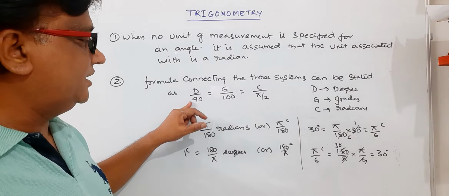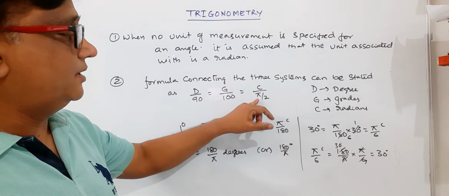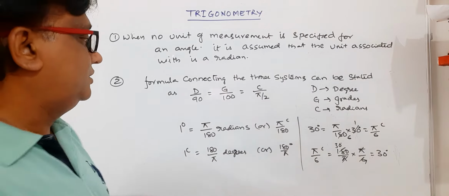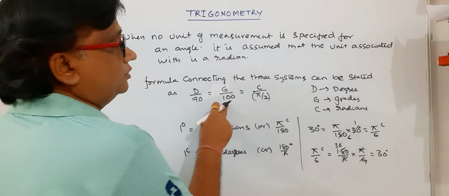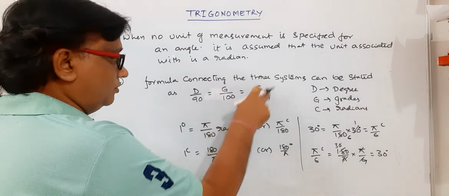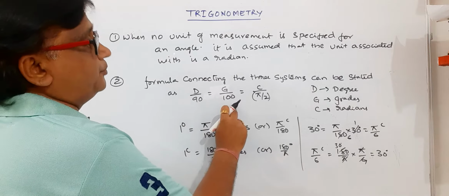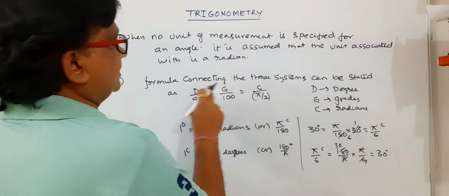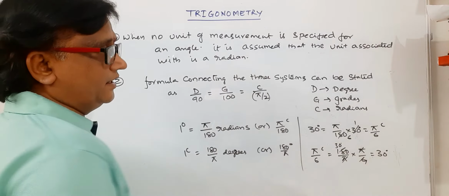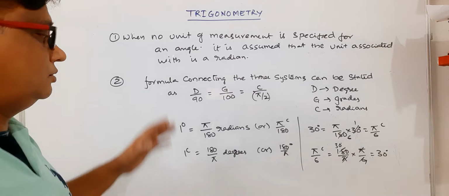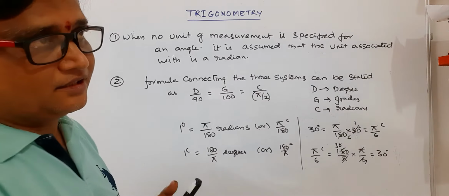That is D by 90 degrees, G by 100, C by pi by 2. That means this is the radians equal to grades equal to degrees. That means we are connecting all the three like this. So D means degree, G means grade, C means radians. But I already told about this sexagesimal system to radian system.